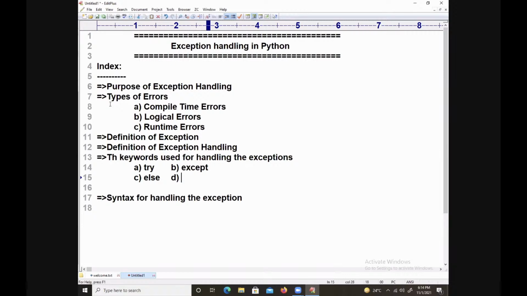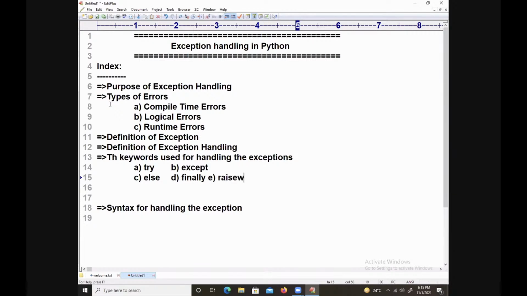Try. Finally. And next we are talking about raise. These are the keywords. How many keywords do we have? Five keywords are there, which is a very important topic.